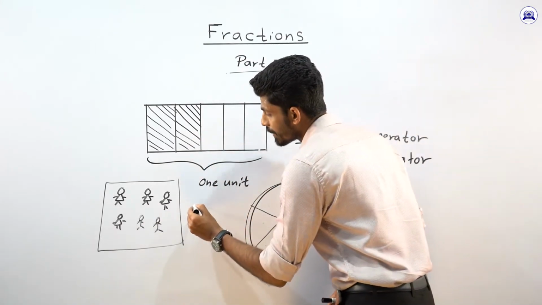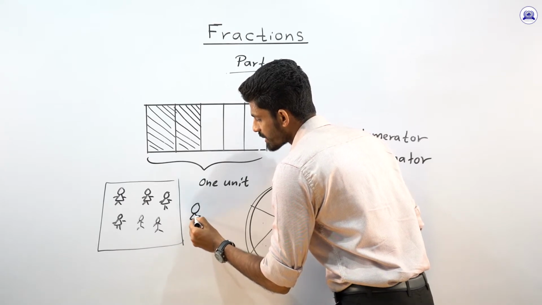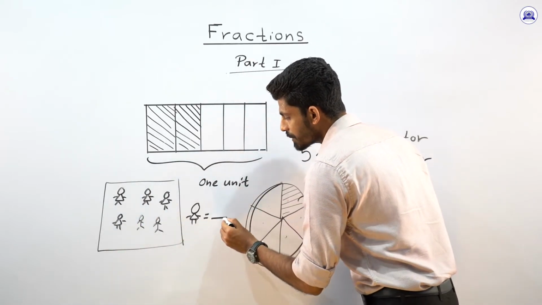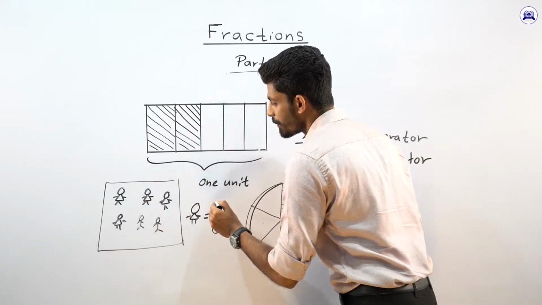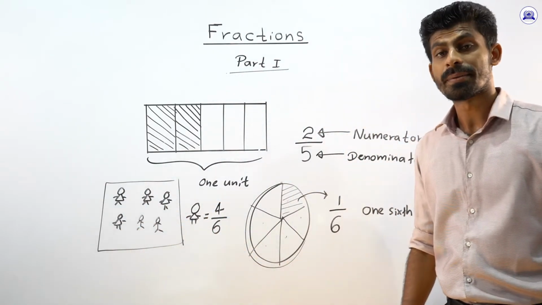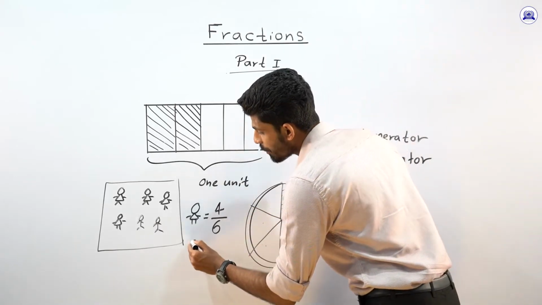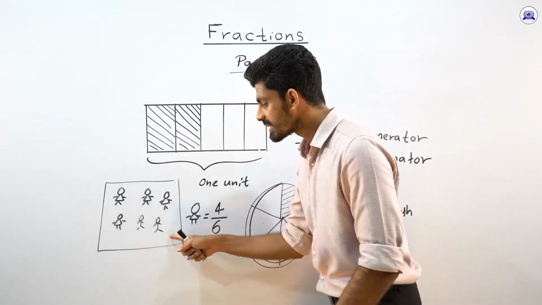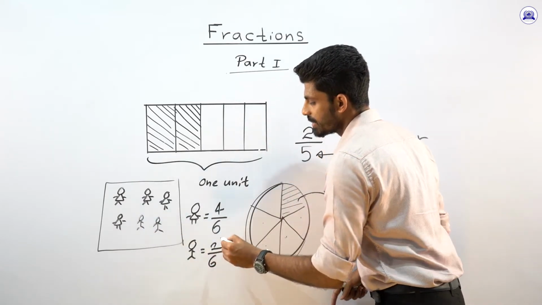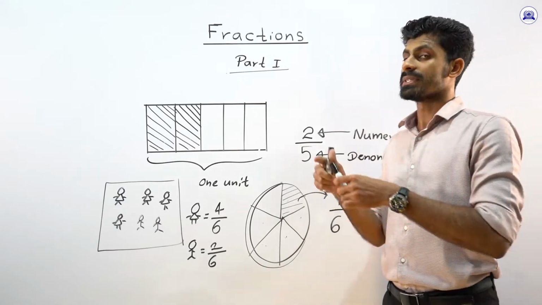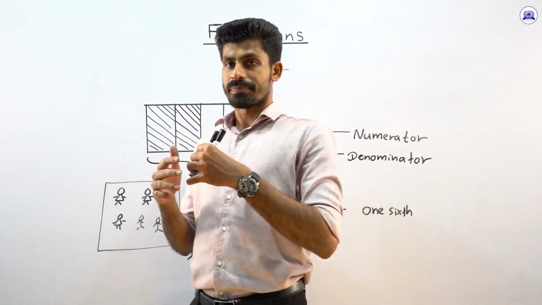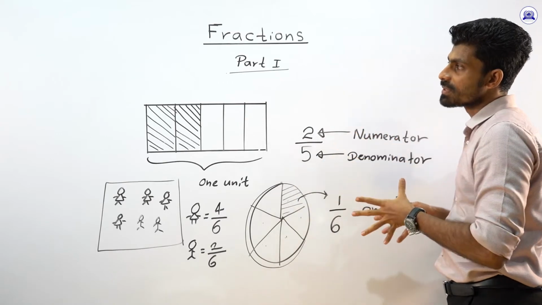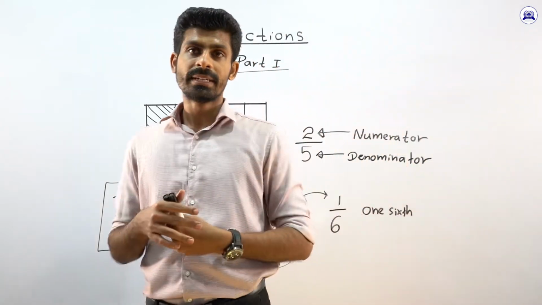So we can write the total girls as a fraction. 1, 2, 3, 4, 5, 6. Out of 6, how many students are girls? 4. So the fraction of girls is 4/6. Then boys: out of 6, how many boys are there? 2 boys. So this is the basic idea of the fraction. You can write it as a fraction, where this one is the numerator and this one is the denominator. We have discussed these things in lower grades. So that is the fraction.